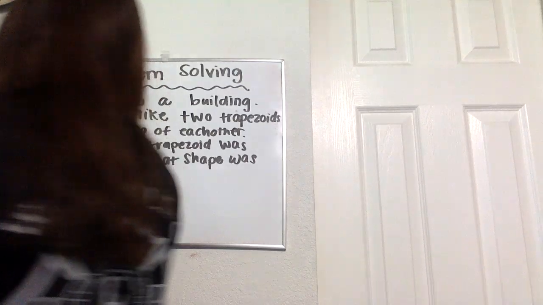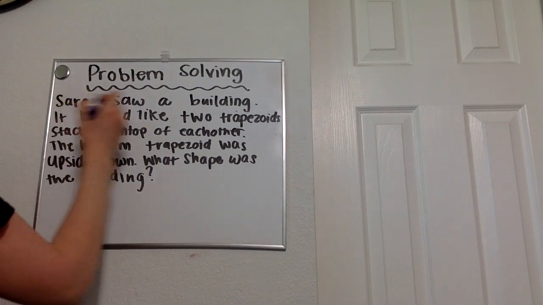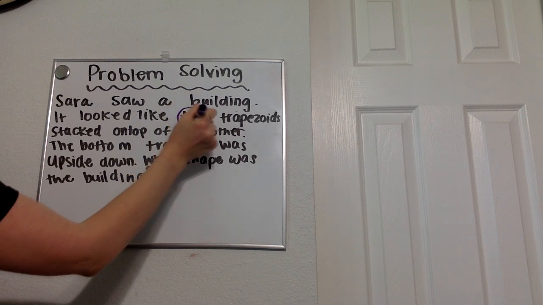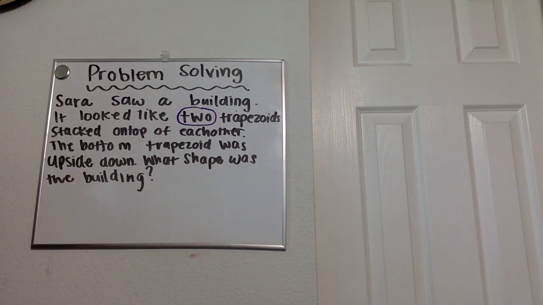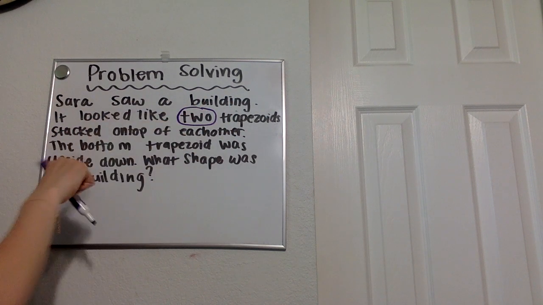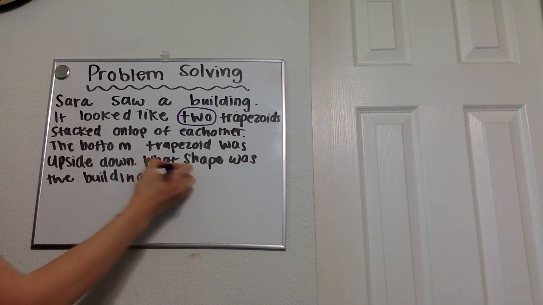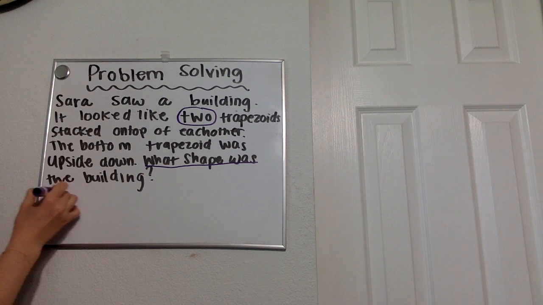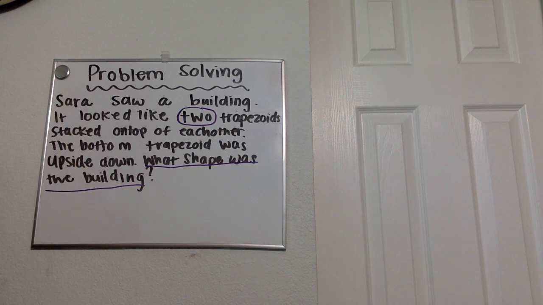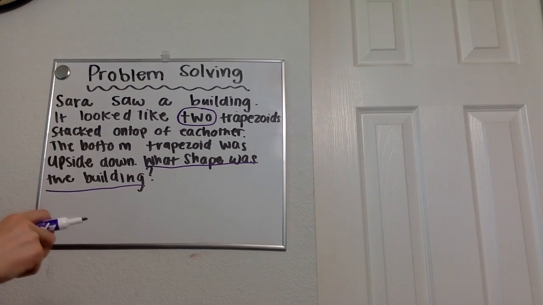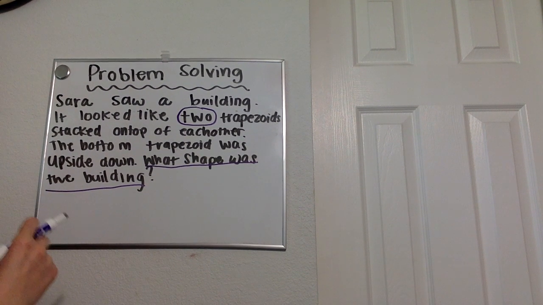All right, so first I'm going to circle my numbers. I think I did see one number, the number 2. It's spelled out, but it still counts. Now I don't see any other numbers, so I'm going to move on to U, and I'm going to underline my question. What shape was the building? So I know I'm going to have to put these two trapezoids together, and it's going to make a new shape. Now I need to square any important words.